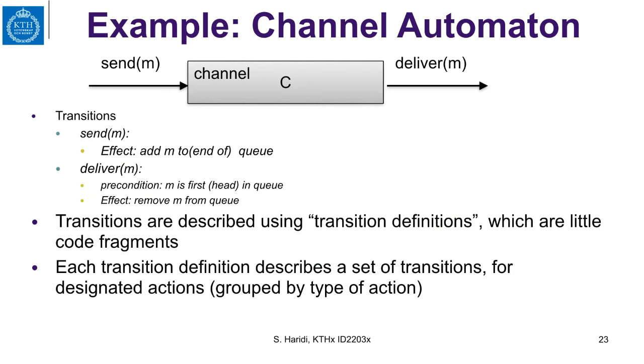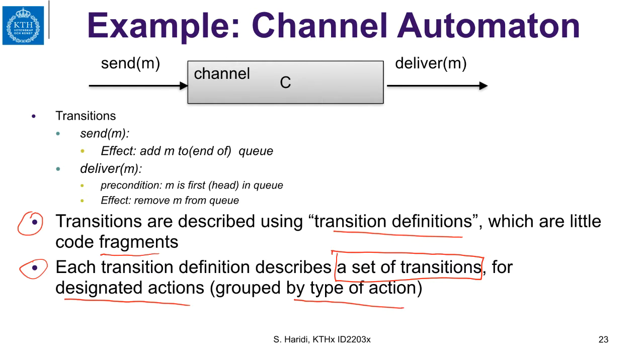So as we said, transitions are described using transition definitions, which are code fragments. And each transition definition describes a set of transitions for the corresponding action. And they are grouped by the action type.